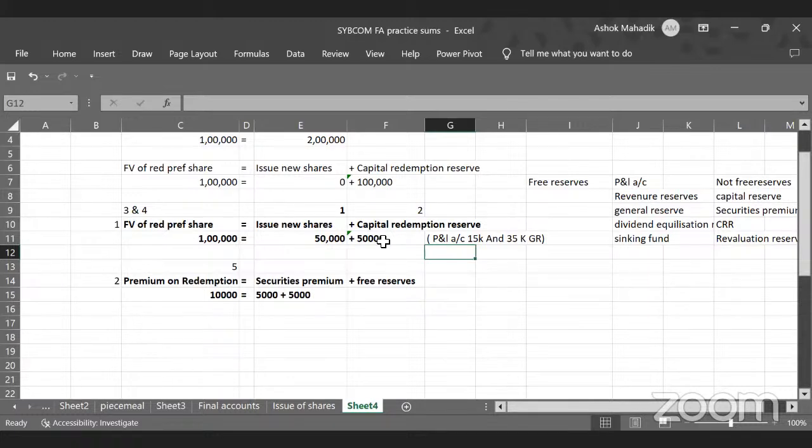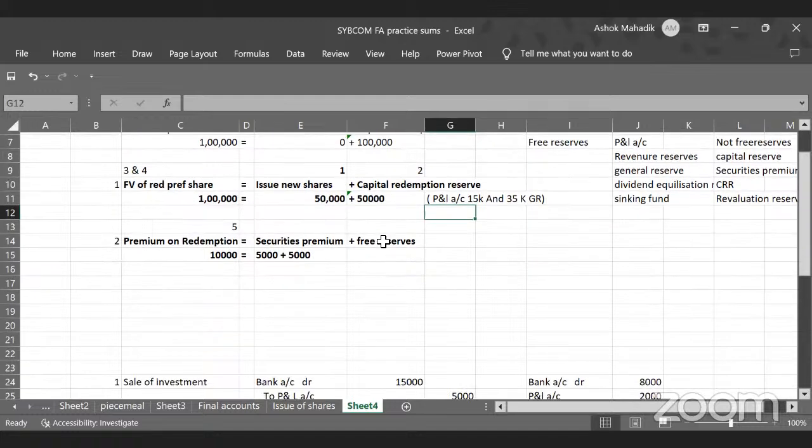So I just told you few minutes back that when a transfer entry is there, whichever reserves you are using will be debited and the reserve which is created will be credited, right? In issue of shares, I told you that you are transferring share forfeiture balance to capital reserve. So it was share forfeiture to capital reserve. Now here which reserve are we using? PNL and general reserve. So those two will be debited and which will be credited? Capital redemption reserve. So let us do it.